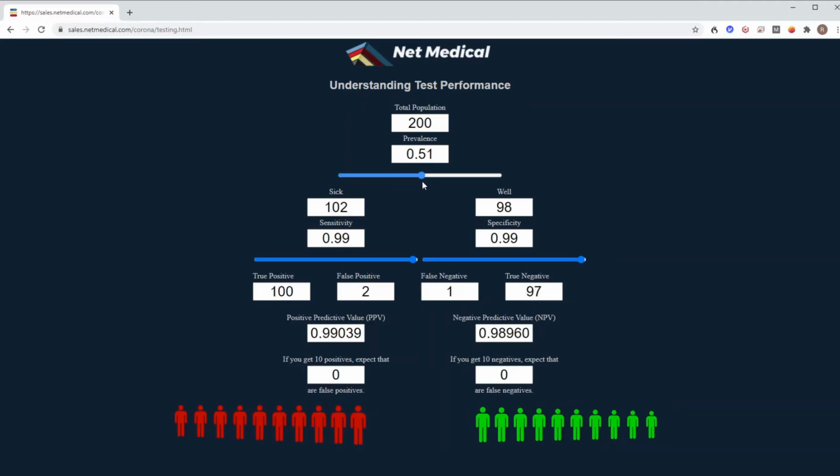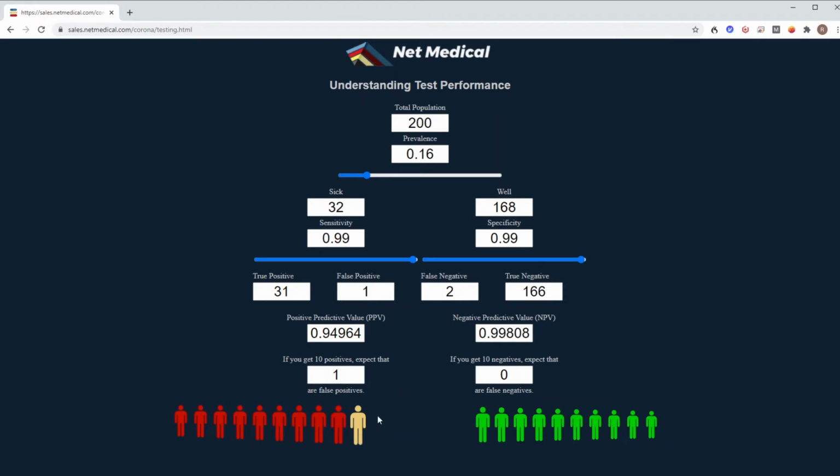Let me slide that back to 50%, which is the case that everyone intuitively understands. Oh, 99 and 1, 99% sensitive. We know what that is. And this time, instead of slamming it to one side or the other, I'm going to slowly creep it down. And I want you to watch what happens when we get to 16 or so percent. Boom. There's our first false positive.